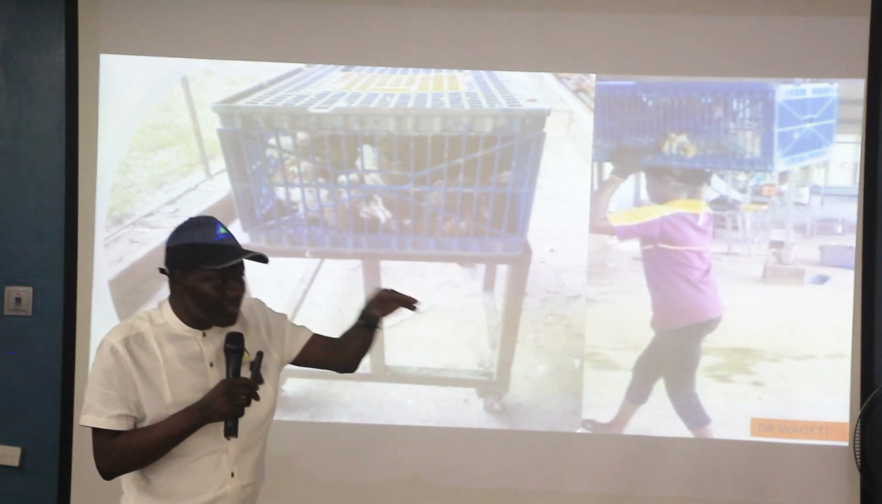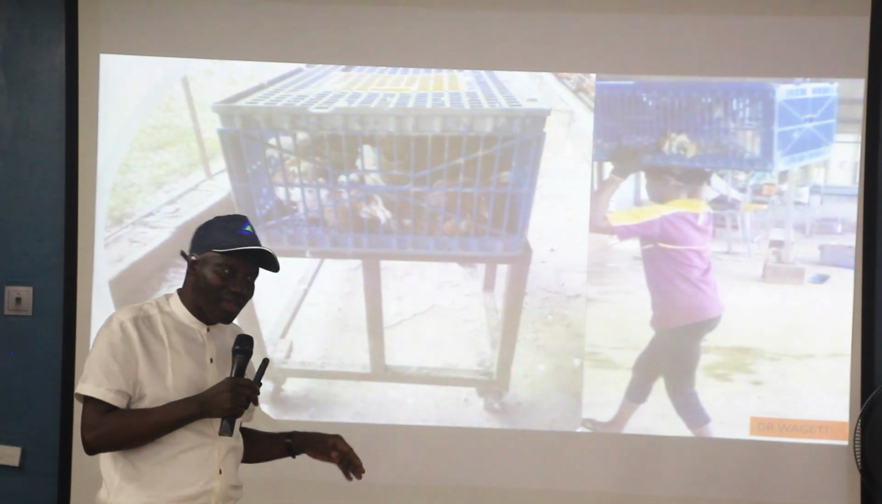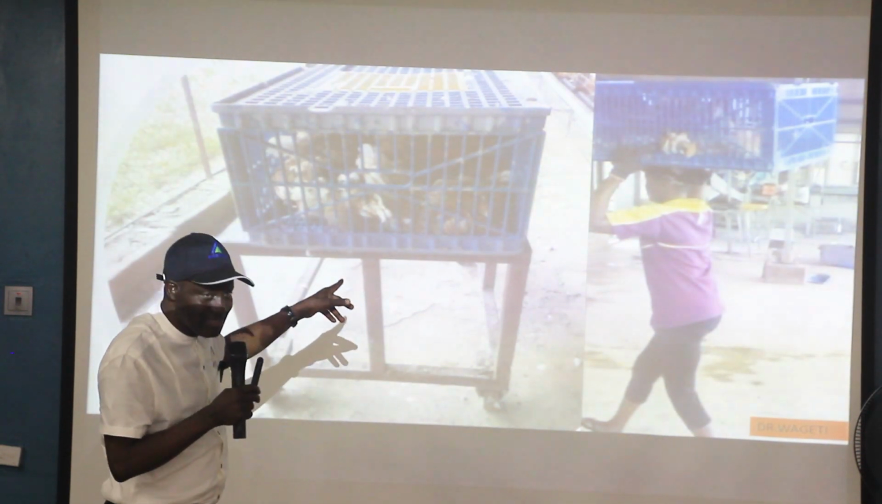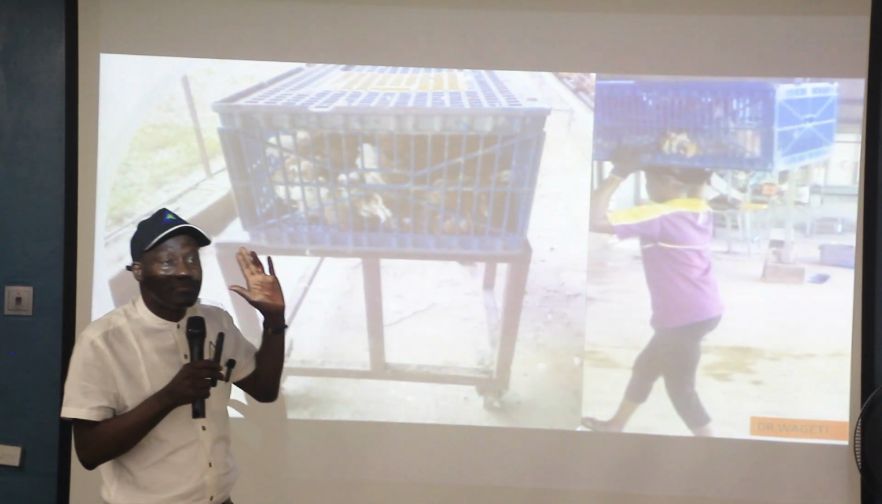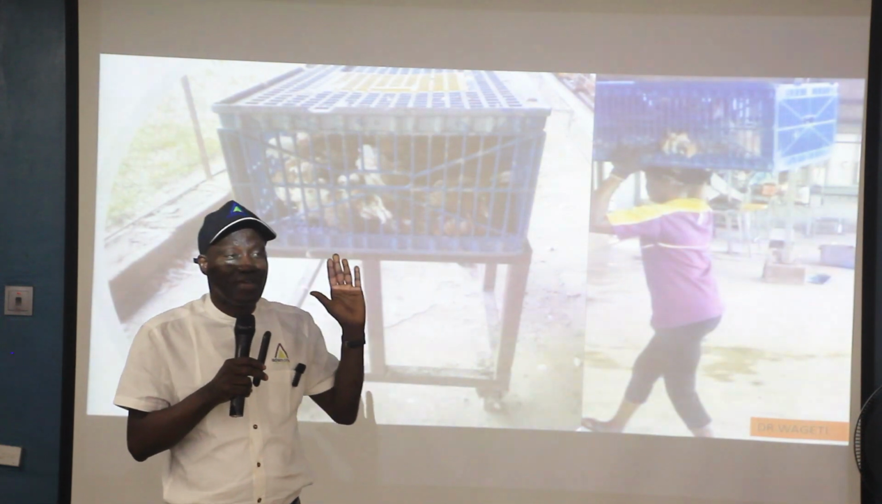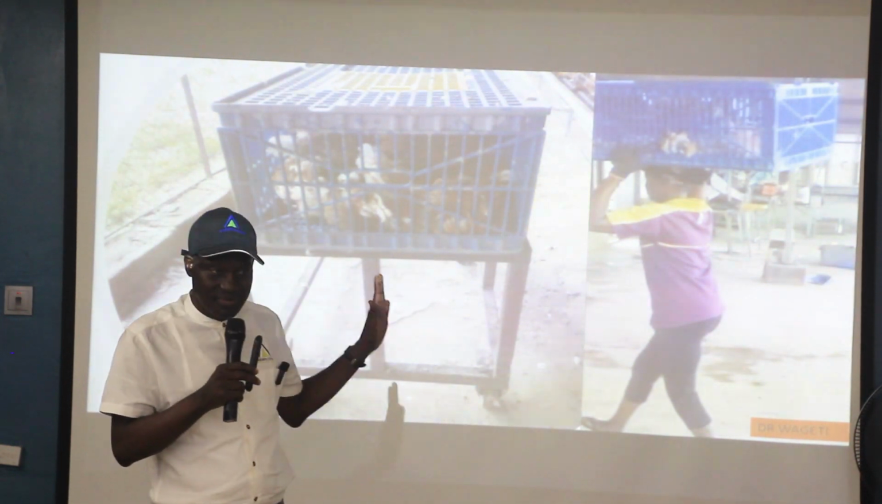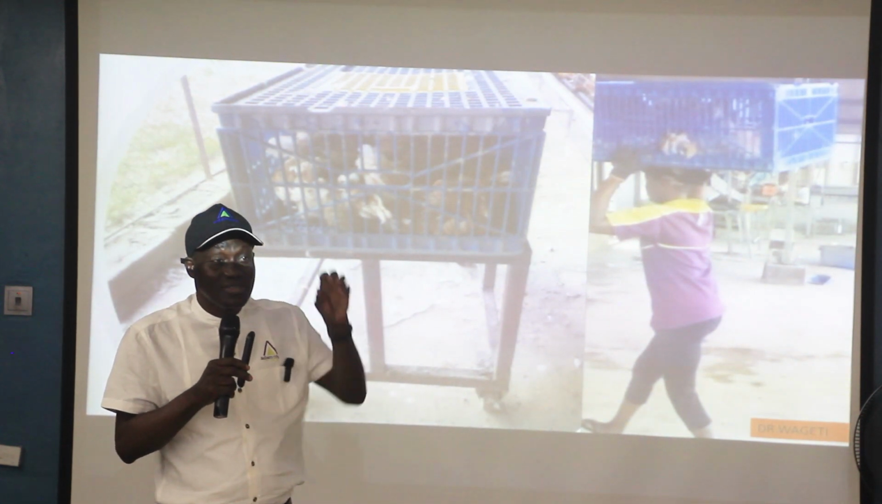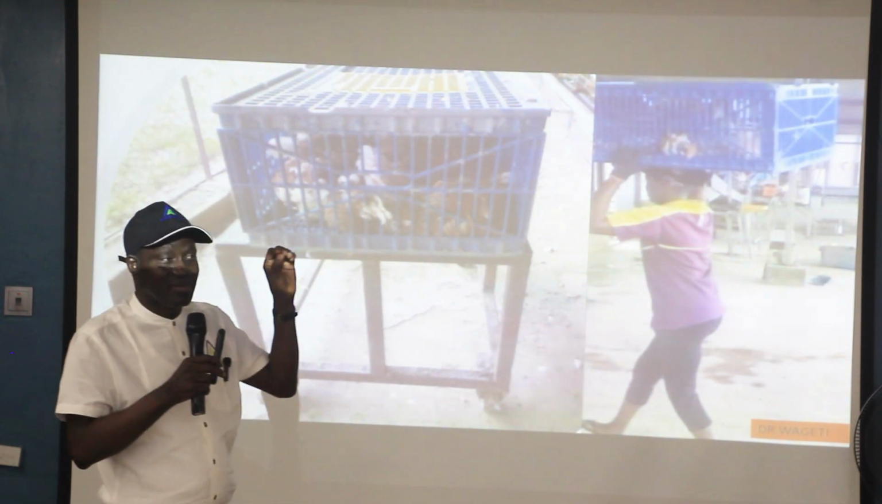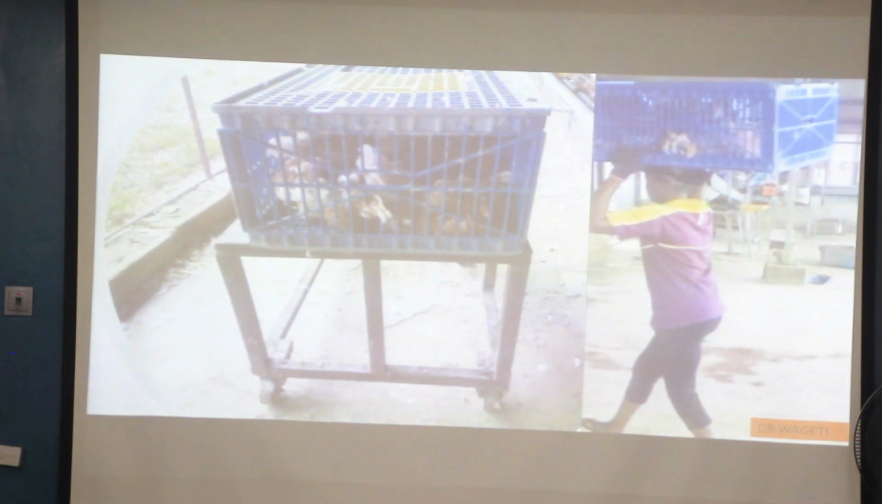If you transfer from cage to cage, it's better. Go and get transporting crates. Buy them for the farm. It's part of the asset of the farm. Let them use crates to transfer. No stress, because that is called hidden loss. The farmer doesn't know.